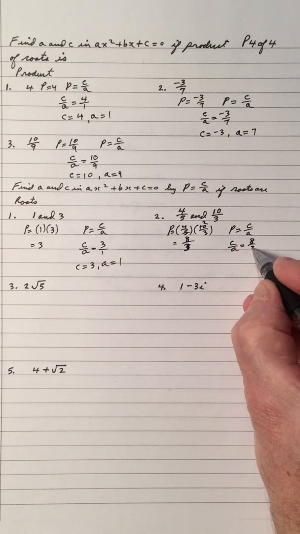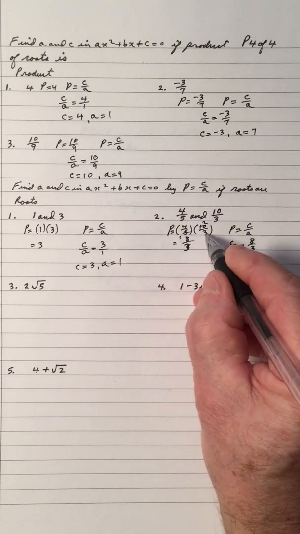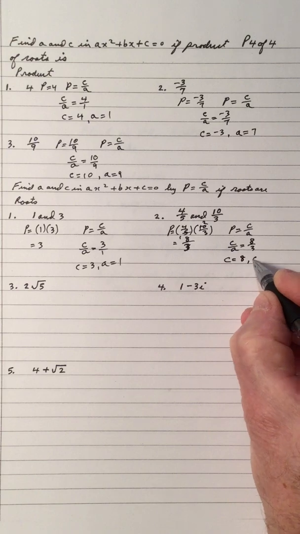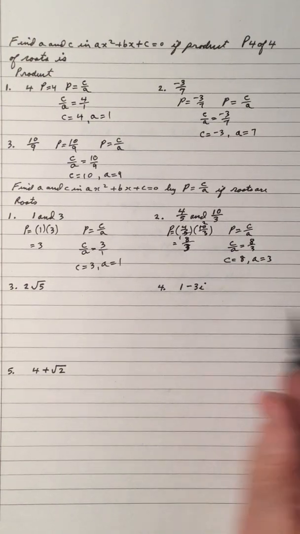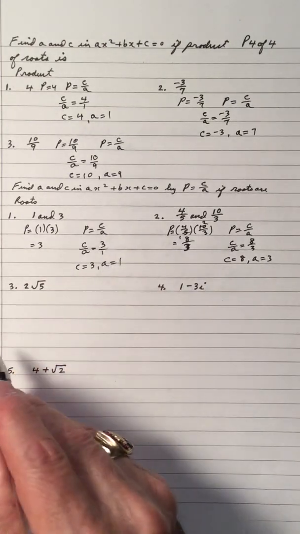Just notice that: 2 times 4 is 8, and 1 times 3 is 3, so 8 over 3. So c is 8 and a is 3. If you have the two roots, you multiply them, and then you use c over a.